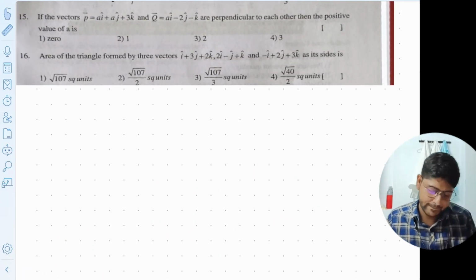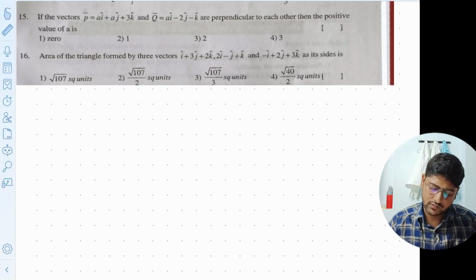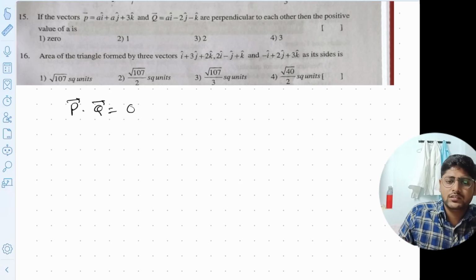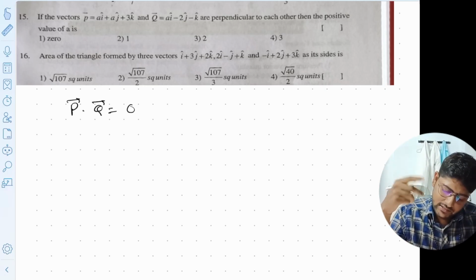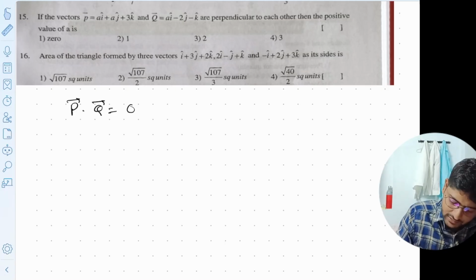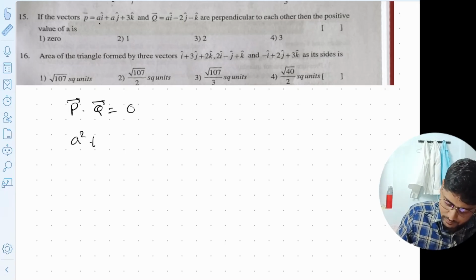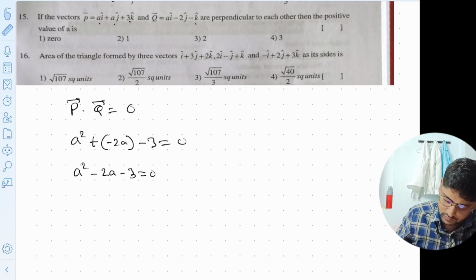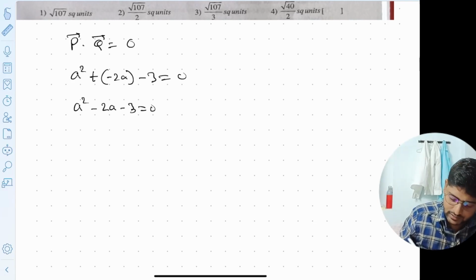Now we'll solve question number 15. It is saying vector P and vector Q are perpendicular to each other, then find the positive value of A. If they are perpendicular, then vector P dot vector Q equals 0, because cos 90 is 0. So do the dot product directly: A into A is A squared, plus A into minus 2 is minus 2A, 3 into minus 1 is minus 3, equals 0. So it will become a quadratic equation: A squared minus 2A minus 3 equals 0. Then use the formula to find the value.